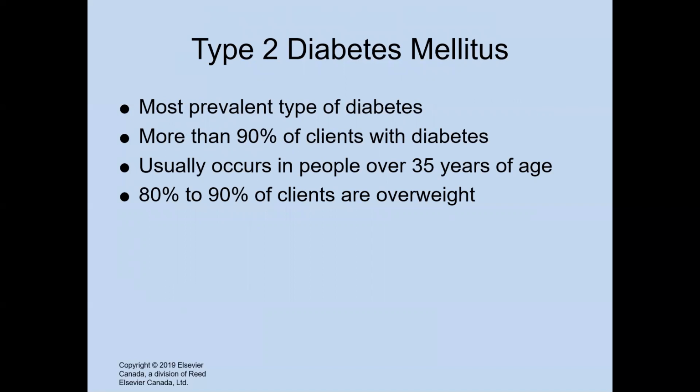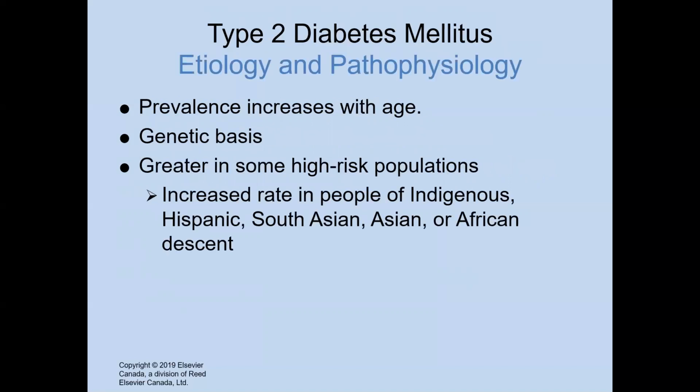Let's talk about type 2 diabetes for a second. Type 2 diabetes is more prevalent, even here in Canada, although type 1 diabetes and type 2 diabetes are on the rise. More than 90% of people that we see have type 2 diabetes. It usually occurs in people over 35 years of age, although we have diagnoses as young as 5, 7, 8. And most of the clients who develop type 2 diabetes, 80 to 90%, are overweight. So we know that the prevalence increases with age. There's a genetic basis, so it tends to run in families. And it's also associated with high-risk populations.